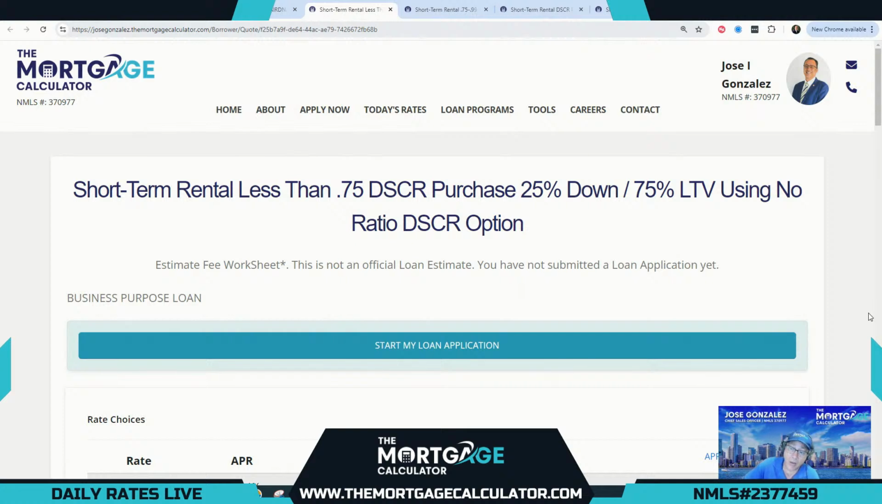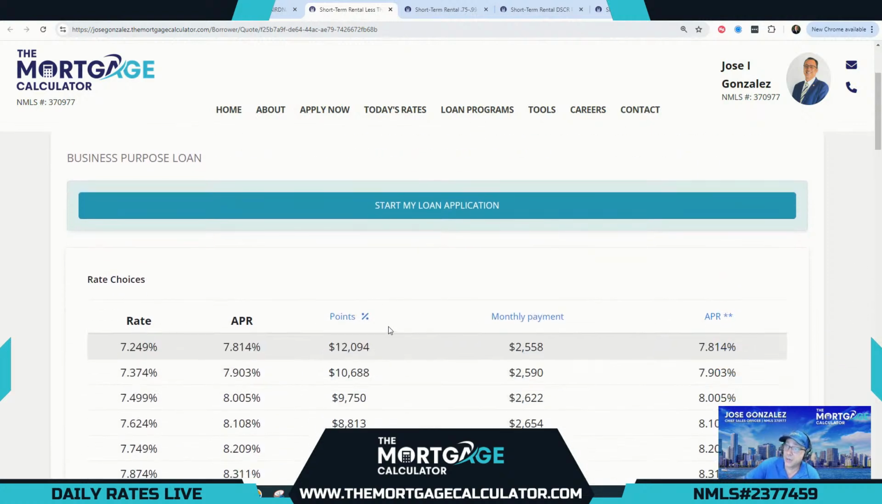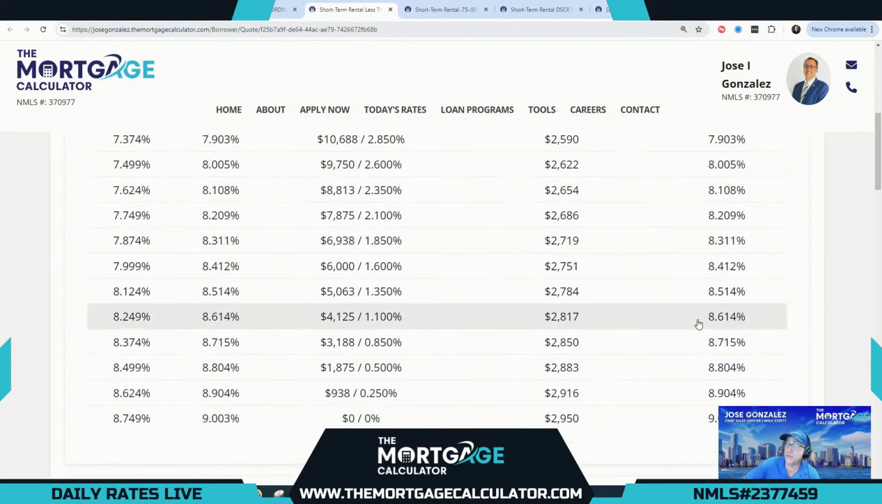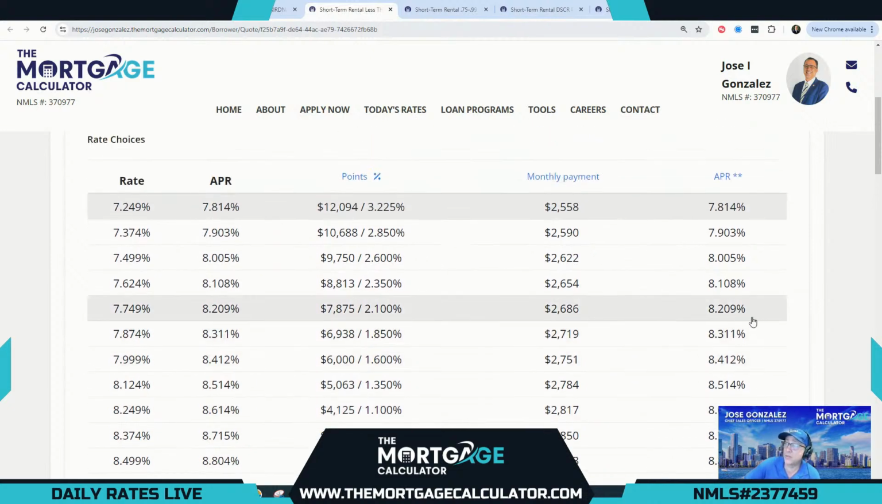However, this will allow the financing of a property that is actually not even cash flowing at 75% of the monthly housing expense. And we are looking at our lowest cost option of 8.749 at par. And you can buy that down all the way to 7.249 at a cost of 3.225 points.